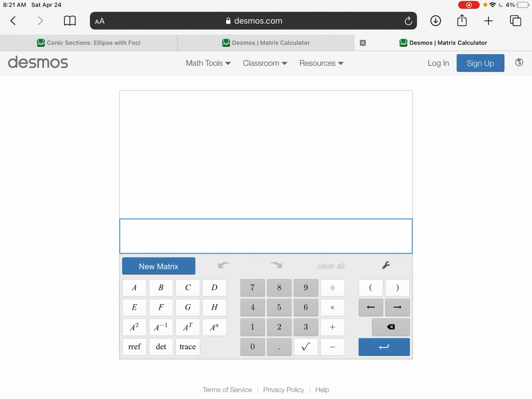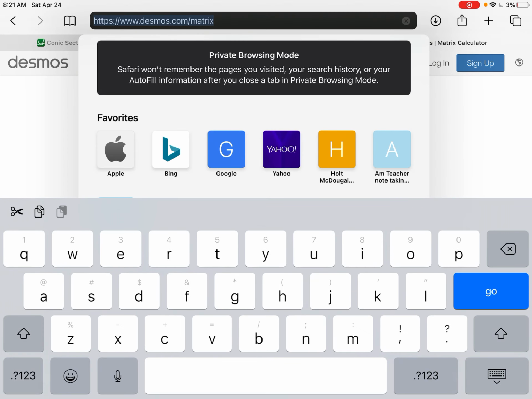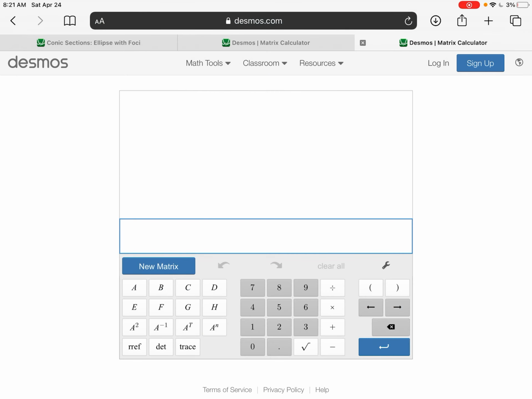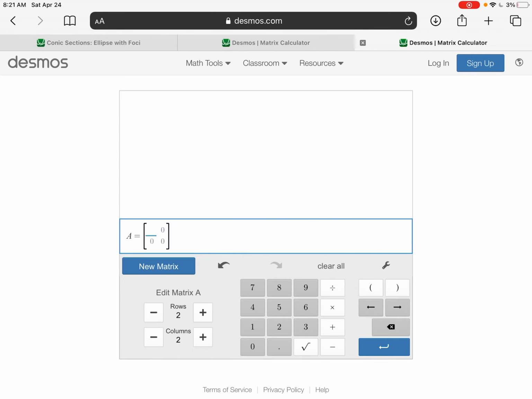This is what the Desmos matrix calculator looks like. If you want the address, it's just www.desmos.com/matrix. Okay, so this is what it's going to look like. And first you're going to click this blue button, new matrix. And down here, see where it says edit matrix A? We're going to type in the dimensions of rows by columns. Well, our augmented matrix was 3 rows and 4 columns. And what's cool about this is if you realize you inputted the wrong dimensions, you can always change it.